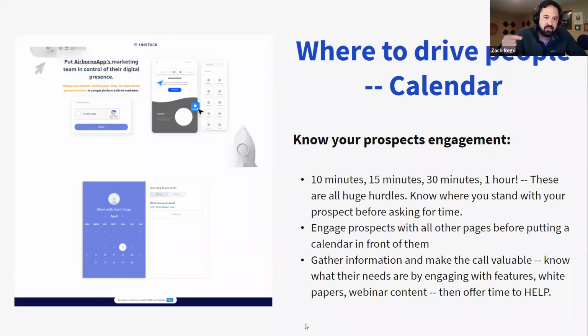The next piece in that funnel: if they engage with the product page, if they engaged with the content you sent, now we've made some deposits. We know that they're engaged with the product. Now it's time to start asking for calendar engagement.